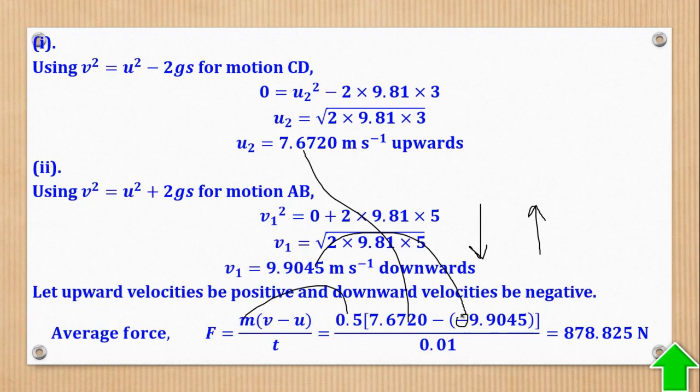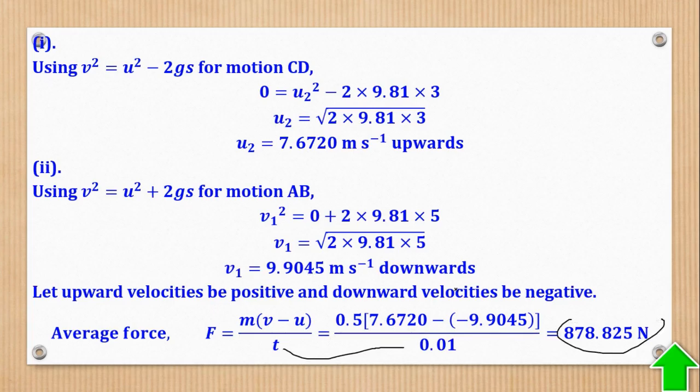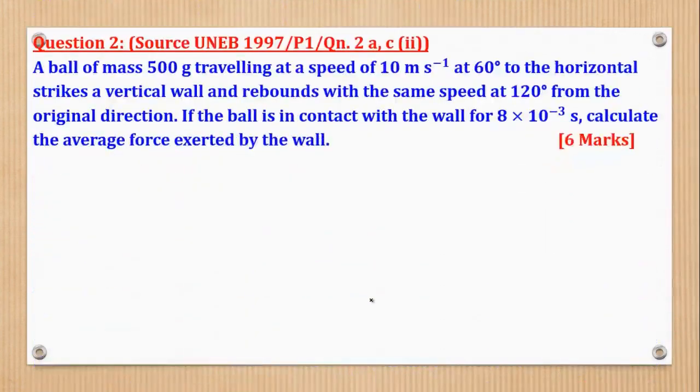So when this negative is missing, the answer will never be correct. So you should always remember to distinguish opposite directions with a change of sign. Then T is that. Therefore, when I use a calculator, I'll come up with this as the value of the average force. That was question 1. What about question 2?